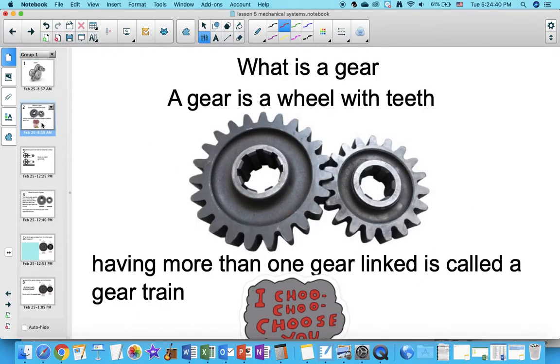A gear, simply put, is a wheel with teeth. So we have the wheel right here, and we got all of these teeth coming out from the wheel. And so what happens is, typically you'll find one gear linked up, teeth, with another gear. And so if you have more than one gear linked up, this is called a gear train, a train of gears, right? You can see this gear, this gear, this gear. They're all linked up, and so you will have something called a gear train.